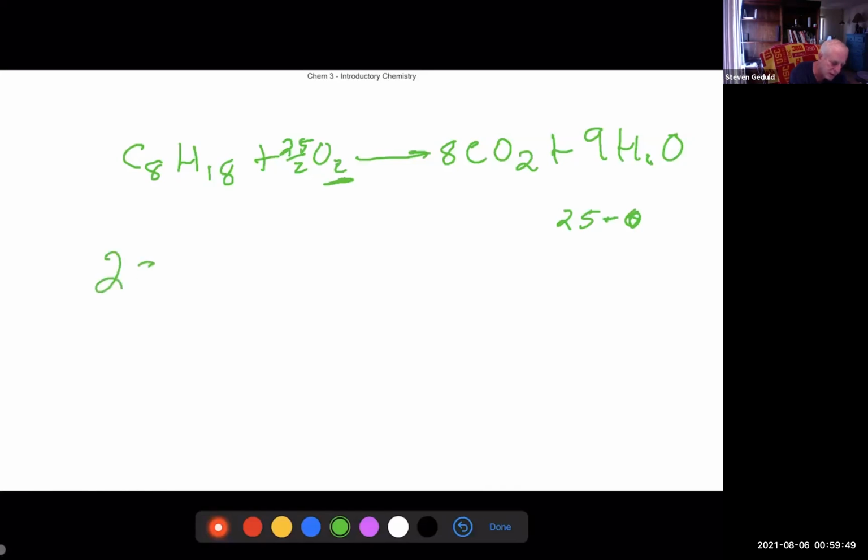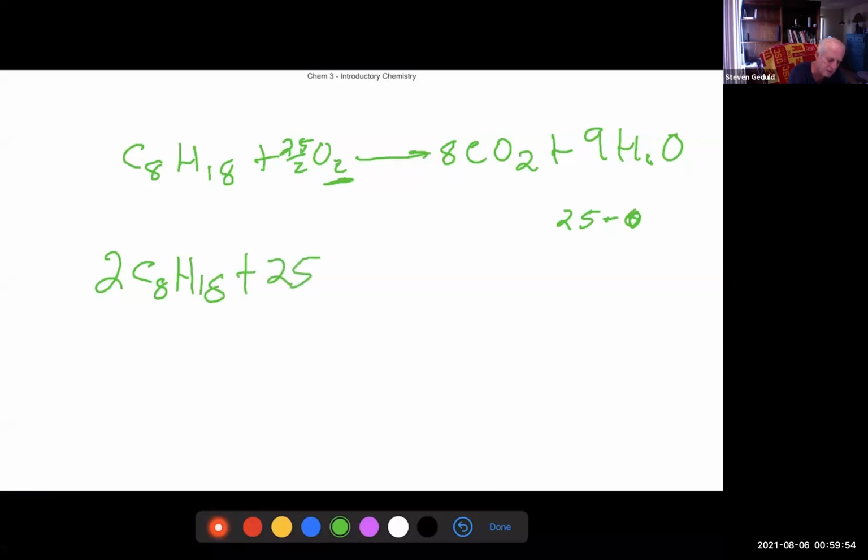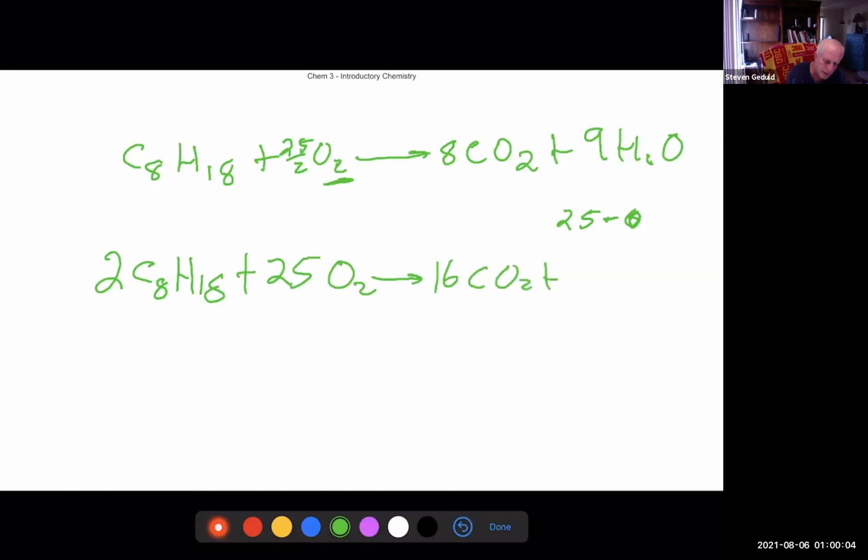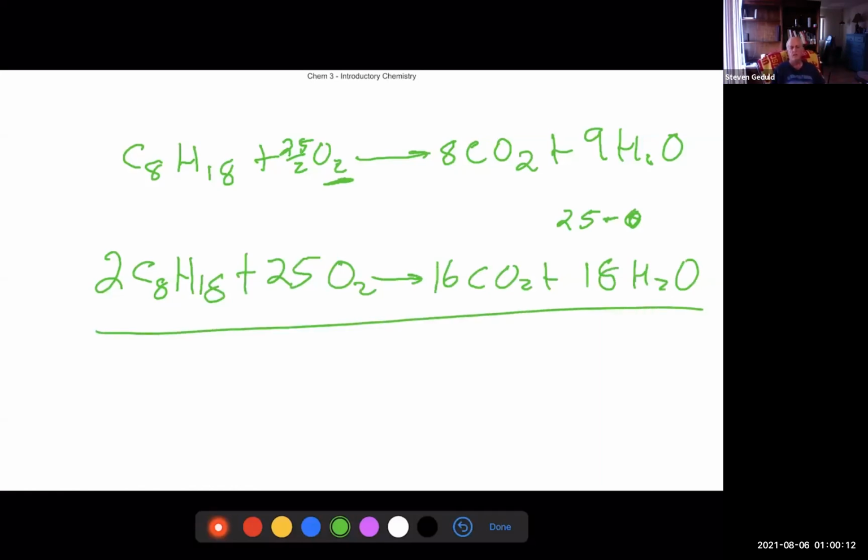So we get 2 C8H18 plus 25. Multiply that by 2 because it came out to 25. All right, 25 oxygens. And then 8 times 2 is 16. 9 times 2 is 18. And there's your balanced equation for octane as you burn your car engine. 2 moles of octane plus 25 moles of oxygen is going to produce 16 moles of carbon dioxide and 18 moles of water.